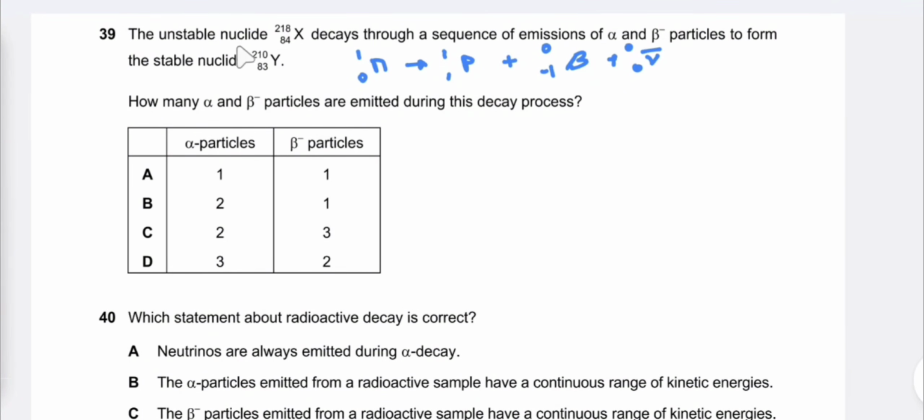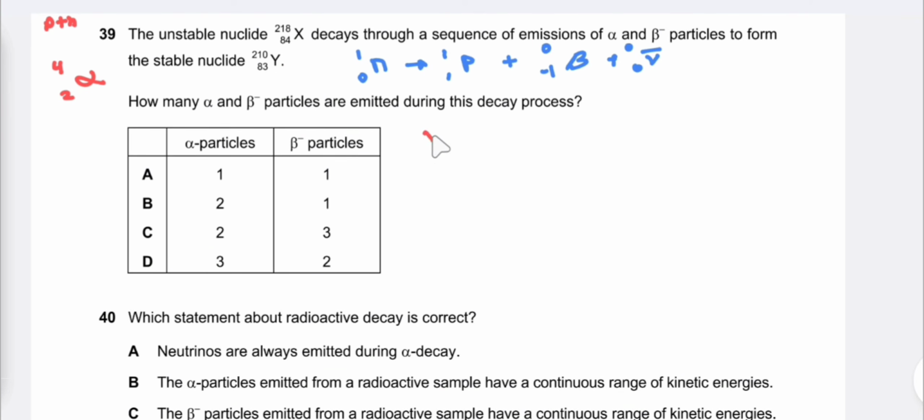Question number 39. The unstable nucleus X decays through a sequence of emission of alpha and beta minus particles to form a stable nuclide Y. How many alpha and beta minus particles are emitted during this decay process? When beta minus particles are emitted, a neutron changes to a proton. Alpha particles are made up of 4 nucleons, the nucleon number being the total number of protons plus neutrons, and 2 protons.